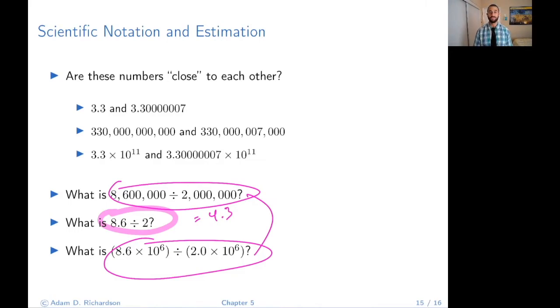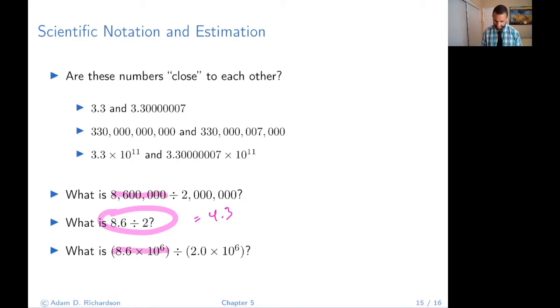These are the same. Actually, the answer is the same for each one of these problems. They're all the same, but I should specify that this is this, and this is this. But the computation is the same in all three of these problems. So let's go back here. How many times does 2 million go into 8.6 million? 4.3 times. And this is the same thing right here. That's 8.6 millions, and this is 2 millions. So that's going to be 4.3. Pretty cool, huh? So that's what scientific notation is all about.